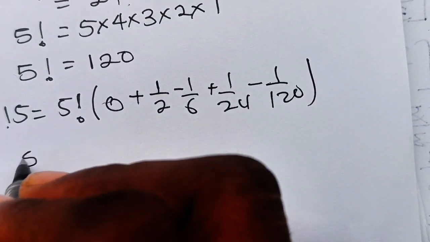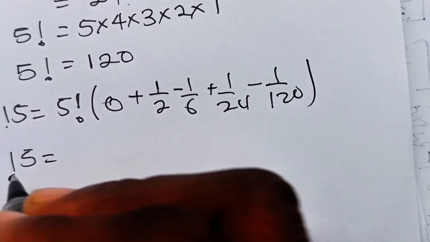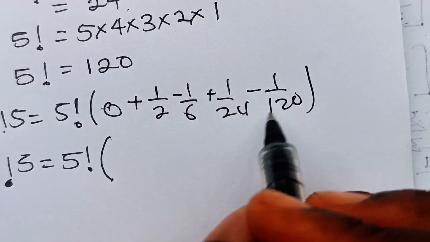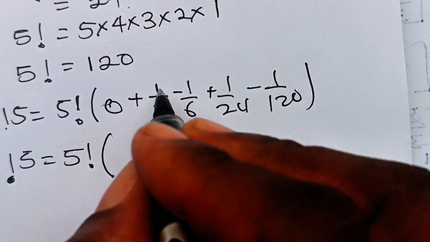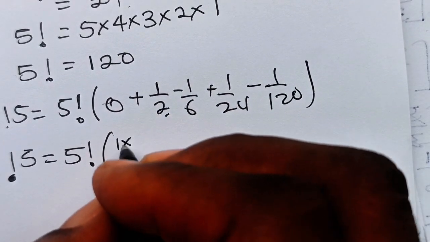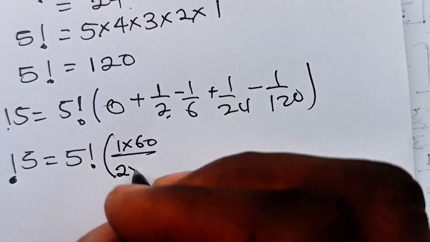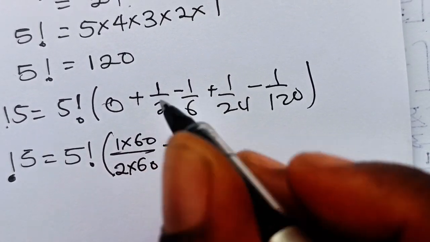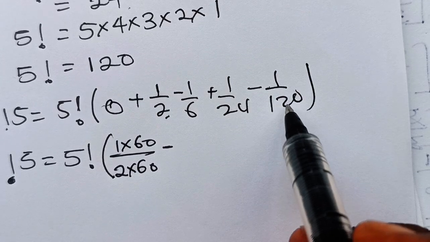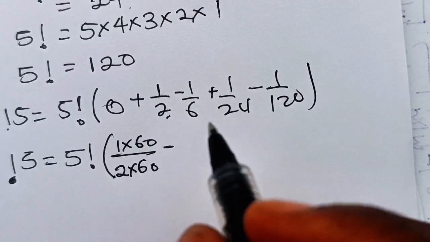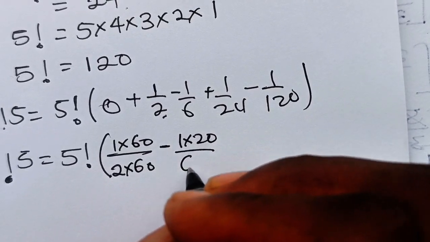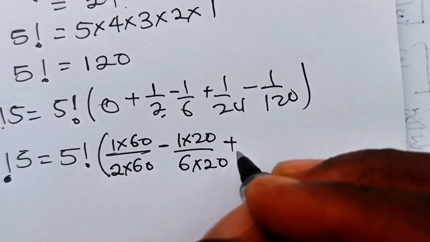So we have 5 subfactorial is equal to 5 factorial bracket. Then to get 120 from 2, we multiply it by 60. So we also multiply the numerator by 60. So you are going to have 1 times 60 divided by 2 times 60, right? Minus, for 6, for us to get 120 from here, that means we multiply by 20, right? So we multiply 6 by 20 and also multiply the numerator by 20. So we have 1 times 20 divided by 6 times 20, plus.